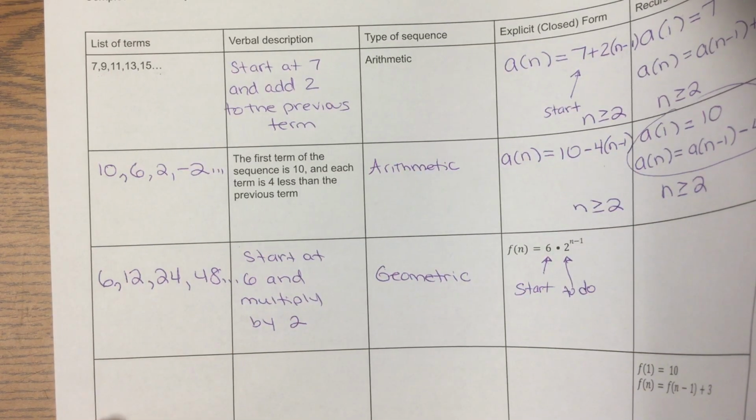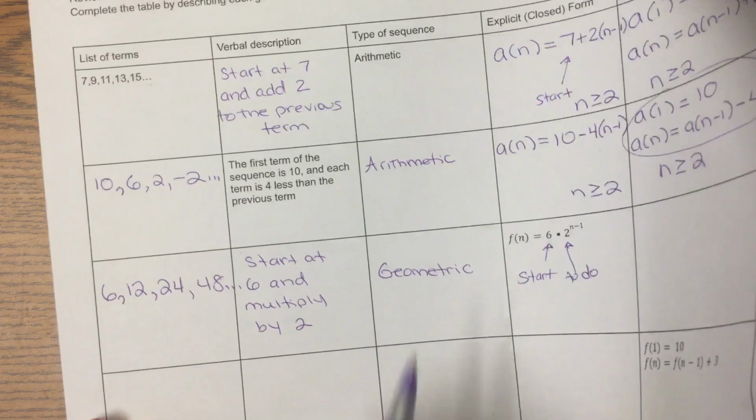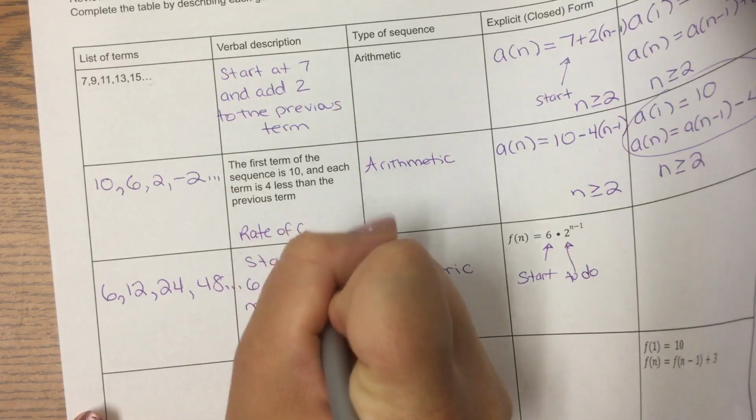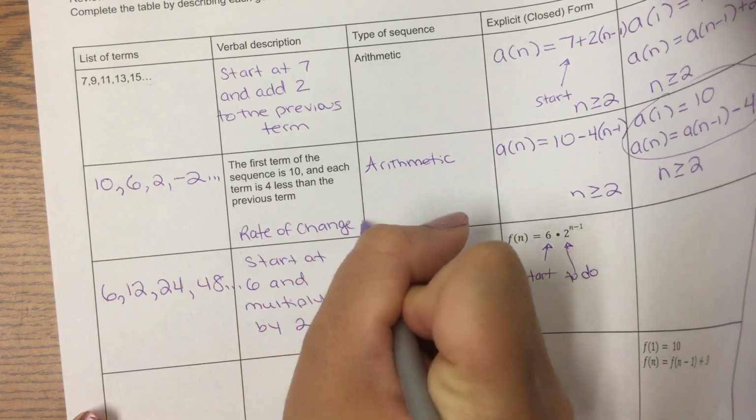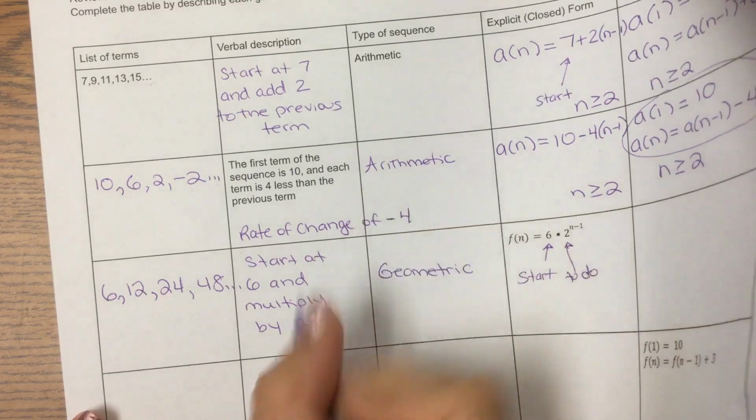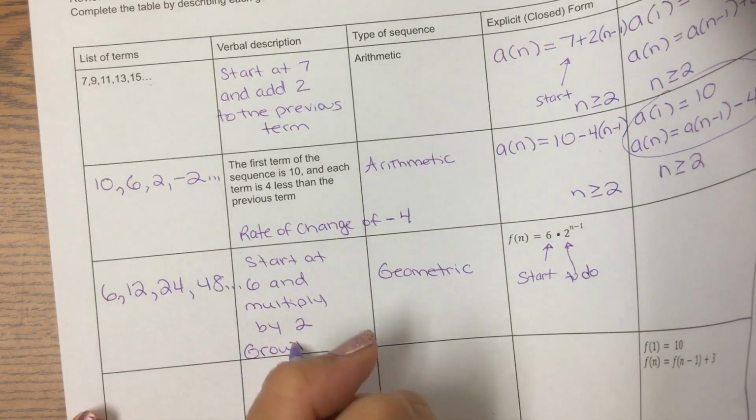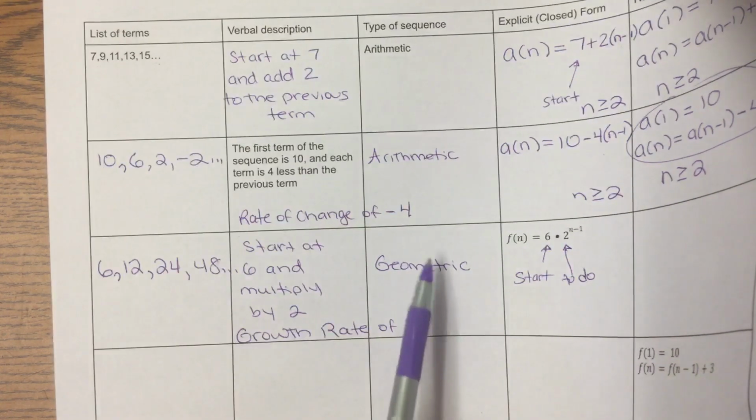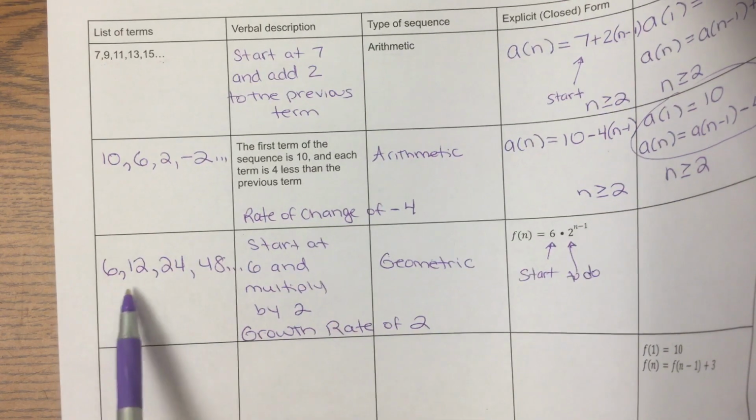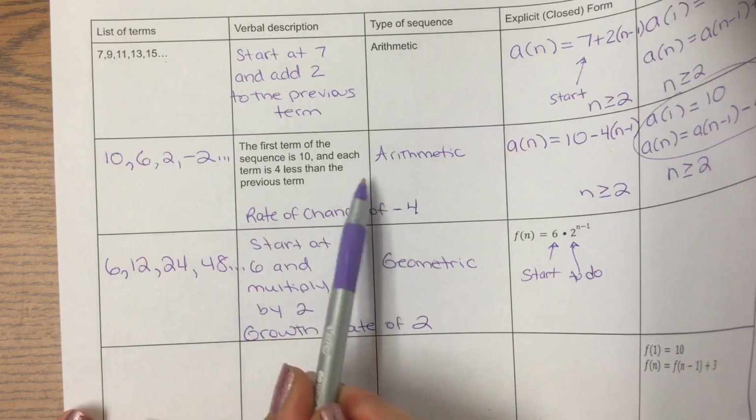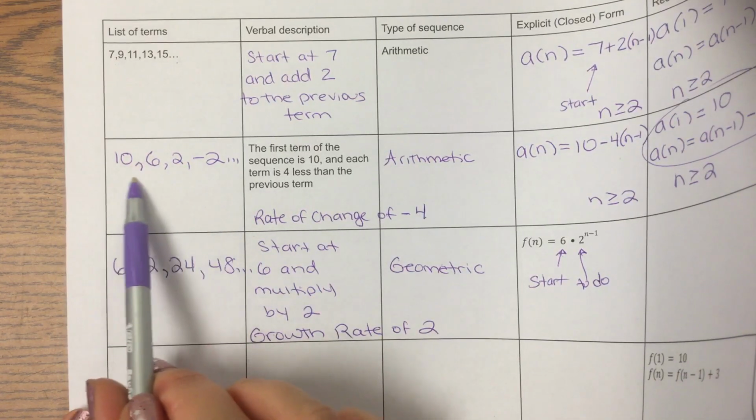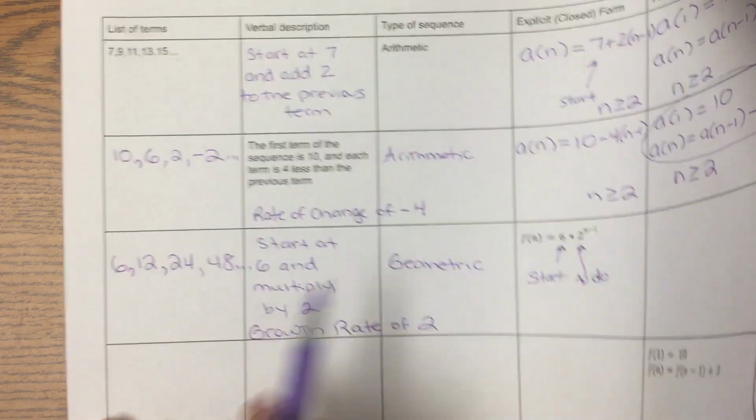One other question I could have asked on here is growth factor versus rate of change. So arithmetic always has rate of change. This would have a rate of change of -4, whereas this one has something called a growth rate of 2. So if it's geometric, we call it the growth rate, what you're multiplying by. And if it's arithmetic, we call it a rate of change, and it's what you're adding each time. So I'm adding -4 each time.